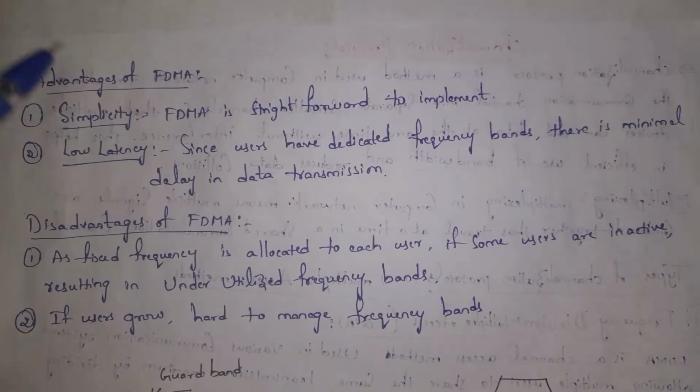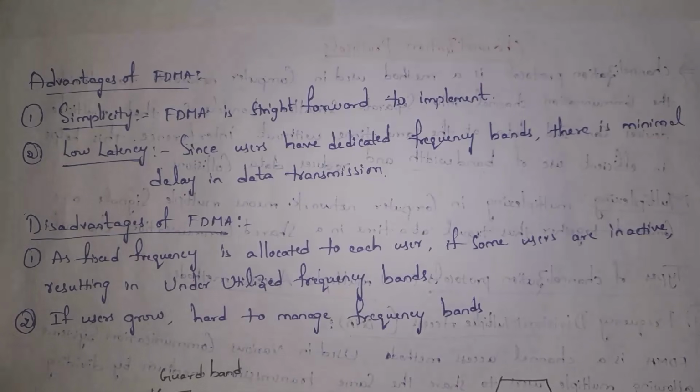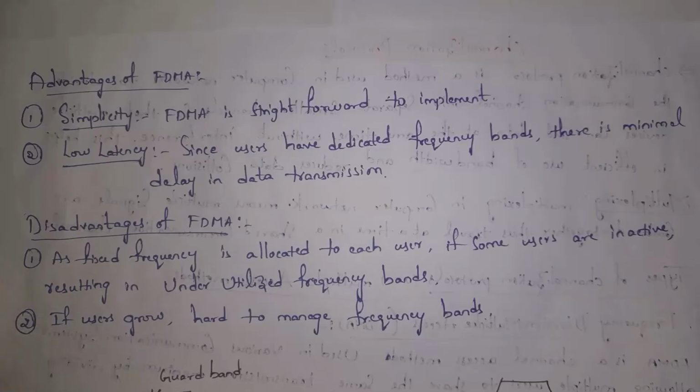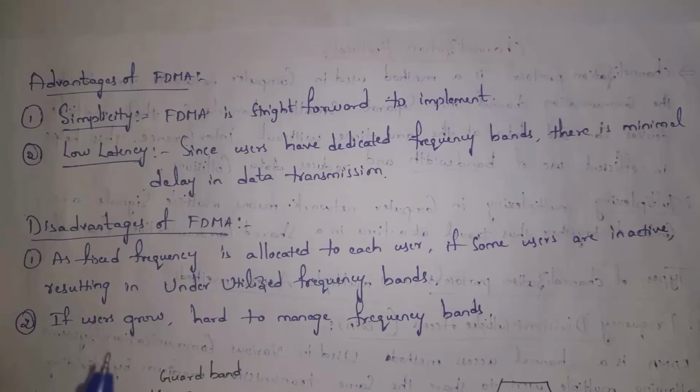These are the advantages. The first one is simplicity. FDMA is easy to implement. And the next one is low latency. As each user has a separate frequency band, data can be transferred without waiting for a time slot. So there will not be any latent data transfer. These are the disadvantages. The first one is, as each user gets one separate frequency, if the user doesn't use that frequency band, then that frequency band is wasted. If users increase, then managing frequency bands is very tough.